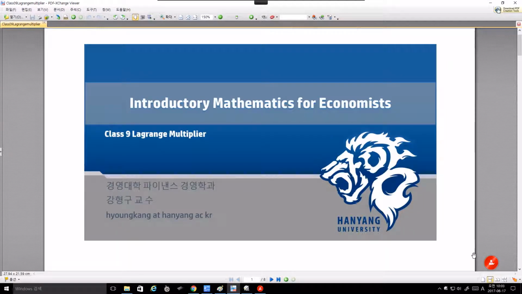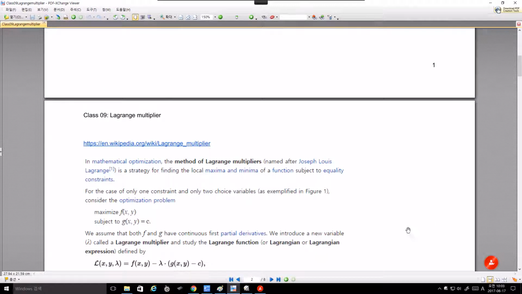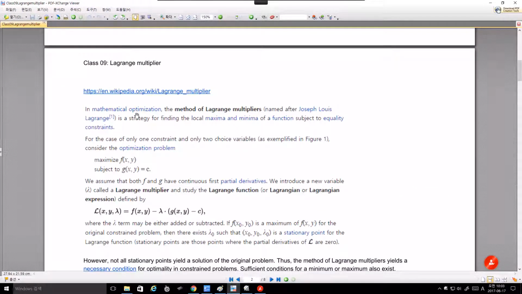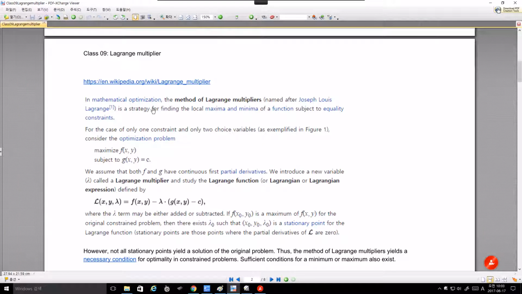Class 9, Lagrange Multiplier. In mathematical optimization, the method of Lagrange Multiplier, named after Joseph Louis Lagrange, is a strategy for finding the local maxima and minima of a function subject to equality constraint.